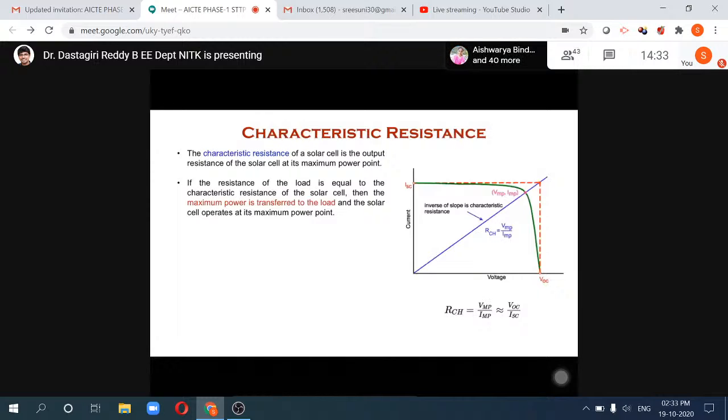And when it comes to MPPT, what you are doing is trying to adjust this characteristic impedance by utilizing a DC-DC converter. That is what you are doing with MPPT techniques. Basically, you are trying to adjust the impedance of the total system. So that's how MPPT works.